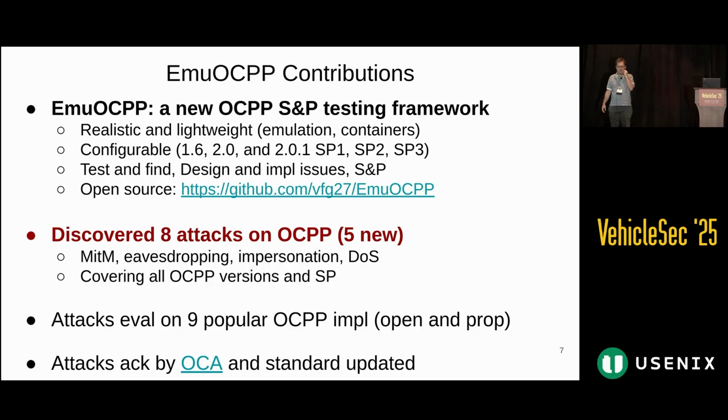This is a new testing framework that we are open sourcing on GitHub, and we used this framework to test real-world OCPP deployments, and we found 8 attacks, 5 of which are new. These attacks include man-in-the-middle, eavesdropping, impersonation, and denial of service. Our attacks cover all OCPP versions and security profiles, and so we estimate an impact in the order of millions, maybe even billions of devices.